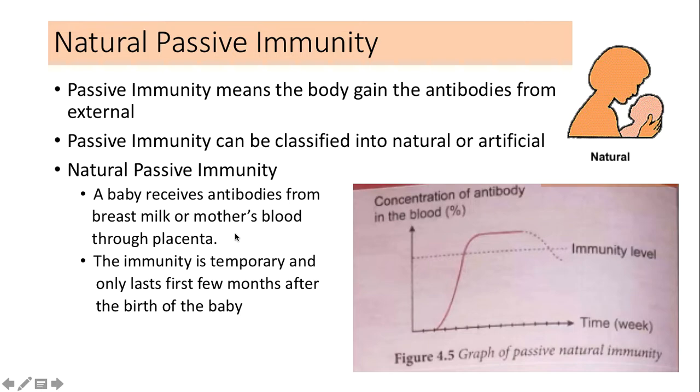Okay, that's why we call it natural pula, because it's a natural thing. I mean, you do not produce breast milk or mother's blood in the lab, right? It's a natural thing, so that's why it's a natural passive immunity. Okay. So this type of immunity is temporary.